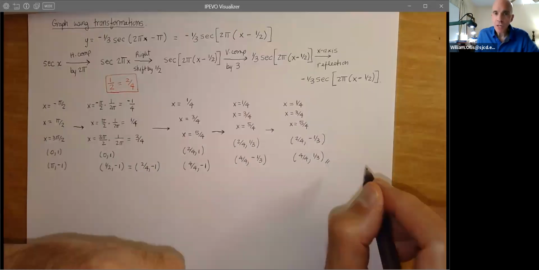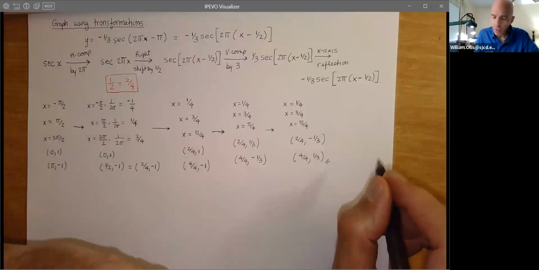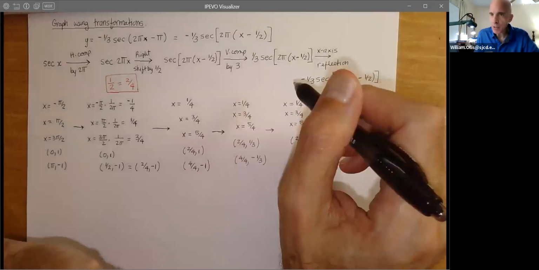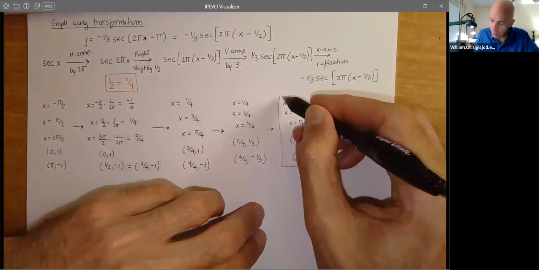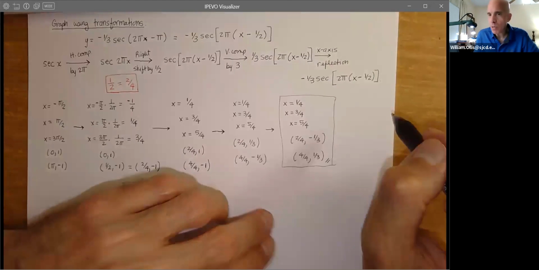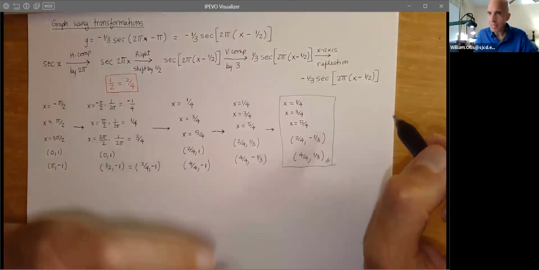So again, just like we did before, even though this is a little bit more busy arithmetically, we want to be able to have new objects, namely points and asymptotes, that are easy to draw, easy to sketch.